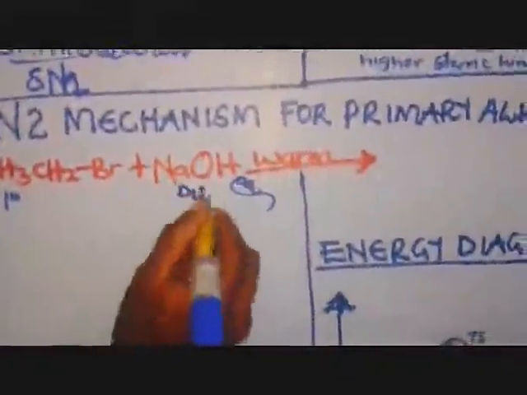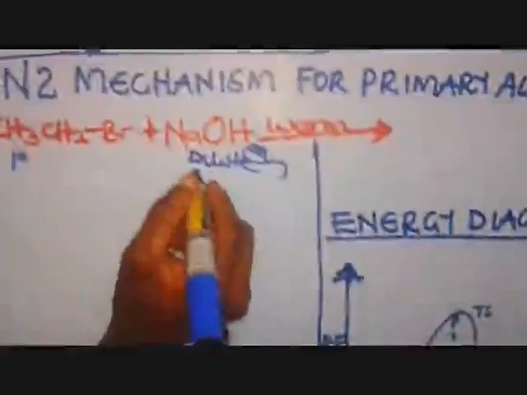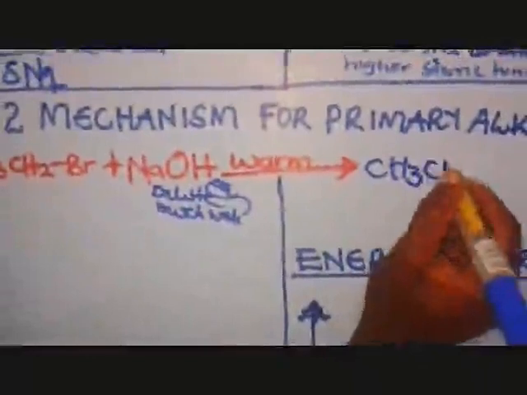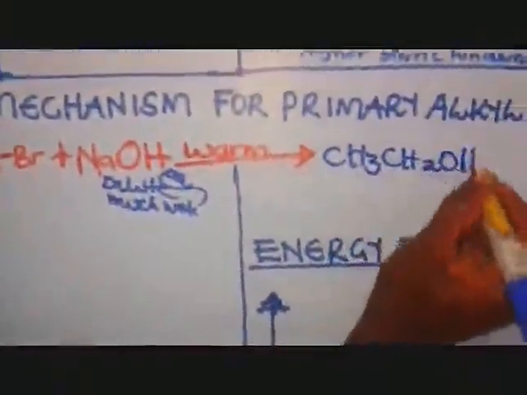So when you come to primary, the mechanism here is going to differ a bit. Remember, this one is aqueous, and we said it is dilute, and we said it is much water. Don't forget that, much water. So here we are going to get still an alcohol. Our alcohol here is going to be ethanol, like that. And our ethanol then plus sodium what? Sodium bromide.